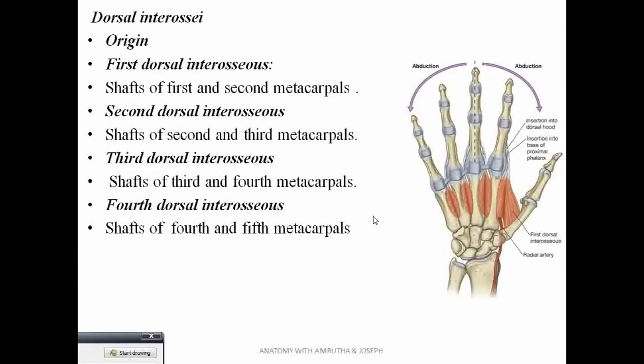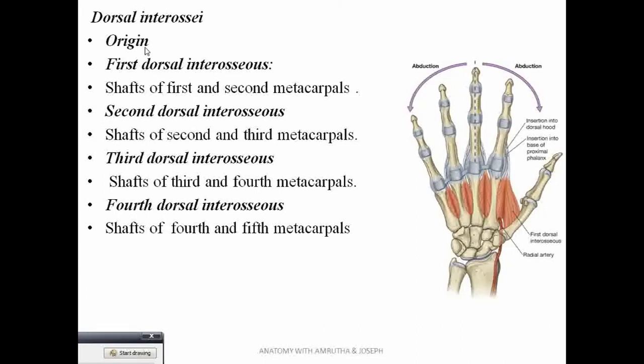Now coming to the dorsal interossei. All the dorsal interossei are bipennate muscles. Now before I start, let me tell you, dorsal interossei cause abduction. Abduction. So you can remember D, A, D for dorsal interossei, A, B for abduction, DAB.